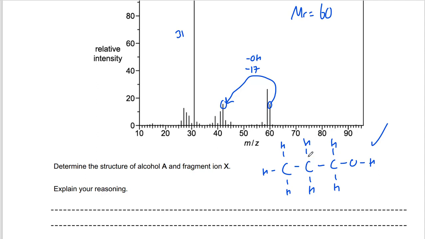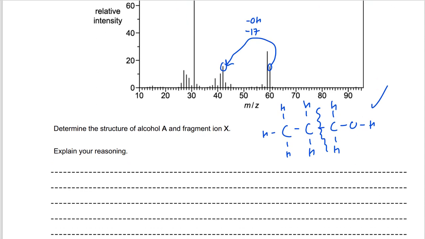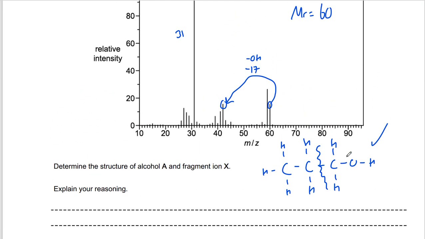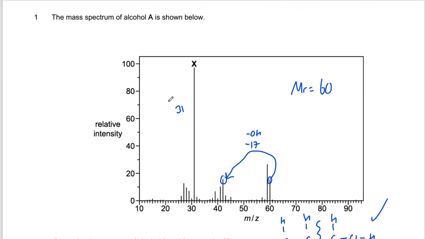So looking at my diagram then, if I take this carbon, this CH3 group is 15, this CH2 is 14, so that's 29. What about the other side? If I've got CH2 is 14, plus oxygen is 30 and hydrogen is 31. If I break this bond, the fragment on the right hand side equals 31, which matches exactly with the base peak in my spectrum.